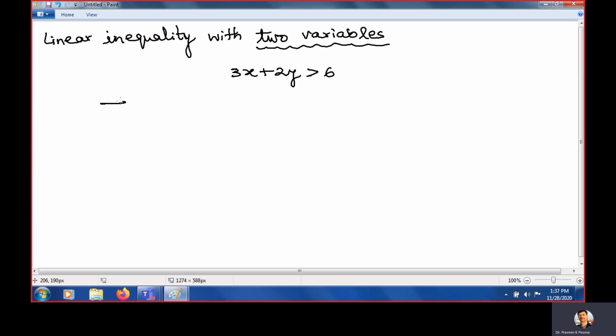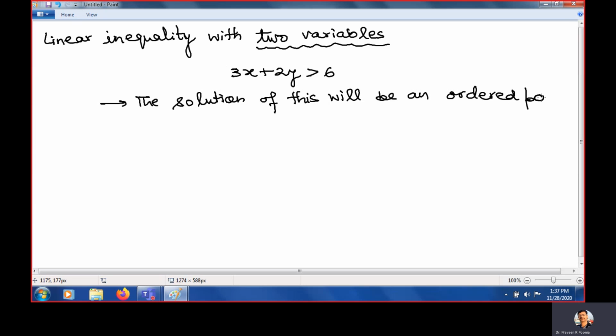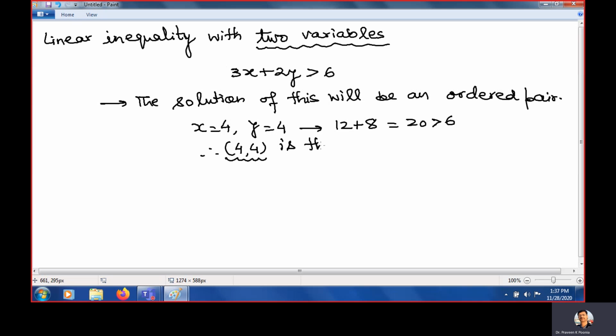Number one, the solution of this will be an ordered pair. Ordered pair means there will be one value of x, one value of y. Clear? Let us put x is equal to 4, y is equal to 4. 4 times 3 is 12 and 4 times 2 is 8, and 12 and 8 is 20, and 20 is greater than 6. So (4, 4) is called an ordered pair. It is a solution. This is one value I take.